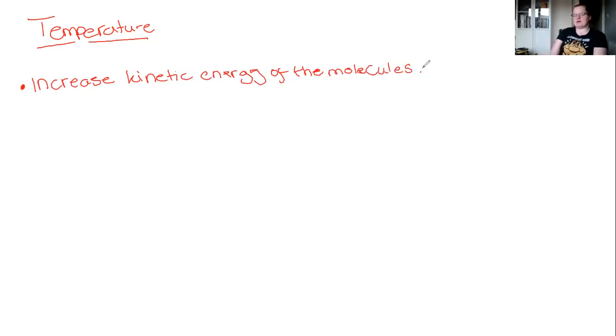If we increase the temperature, our kinetic energy is increased. So a temperature increase causes the kinetic energy of molecules to increase. If the kinetic energy of our molecules has increased, we're going to have an increase in collisions. And by increasing collisions, we're talking about an increase in collisions of molecules.